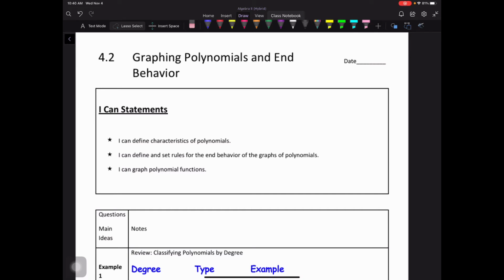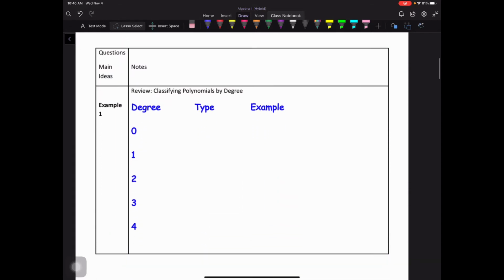All right, moving on to section 4.2, graphing polynomials and end behavior. So we want to be able to define a few characteristics of polynomials, define and set rules for end behavior, and graph polynomial functions. So just a really quick review, classifying polynomials by degree.